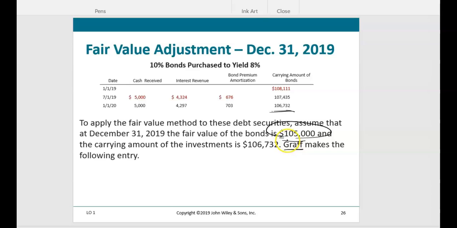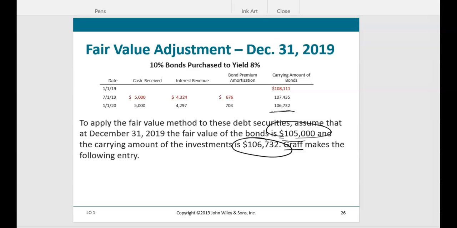On December 31st, 2019, it would be 105,000 because market interest rates have changed since the time of issuance and the time the balance sheet is being prepared. So the difference between the 105 fair value, remember available for sale securities report at fair value, and the carrying amount or amortized cost, 106,732. Ask yourself, is this an unrealized gain or an unrealized loss? So the book value or carrying amount is 106, but if we were to sell them today, we'd get 105. So that is going to be a loss, but it's not a loss that goes through income because that's the rule for available for sale securities.